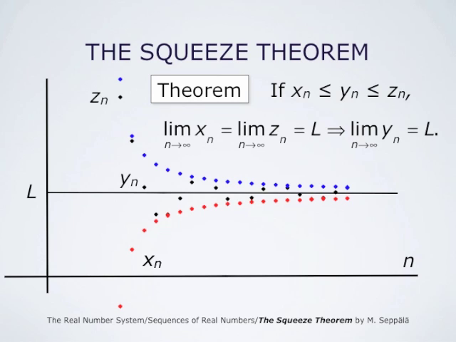Now if the red dots and the blue dots approach the same limit as n grows towards infinity, the black dots yn have no choice but also approach the same limit capital L. Therefore, the Squeeze theorem is almost obvious thinking of it graphically in this way. The Squeeze theorem is a very powerful tool in computing limits of complicated sequences.